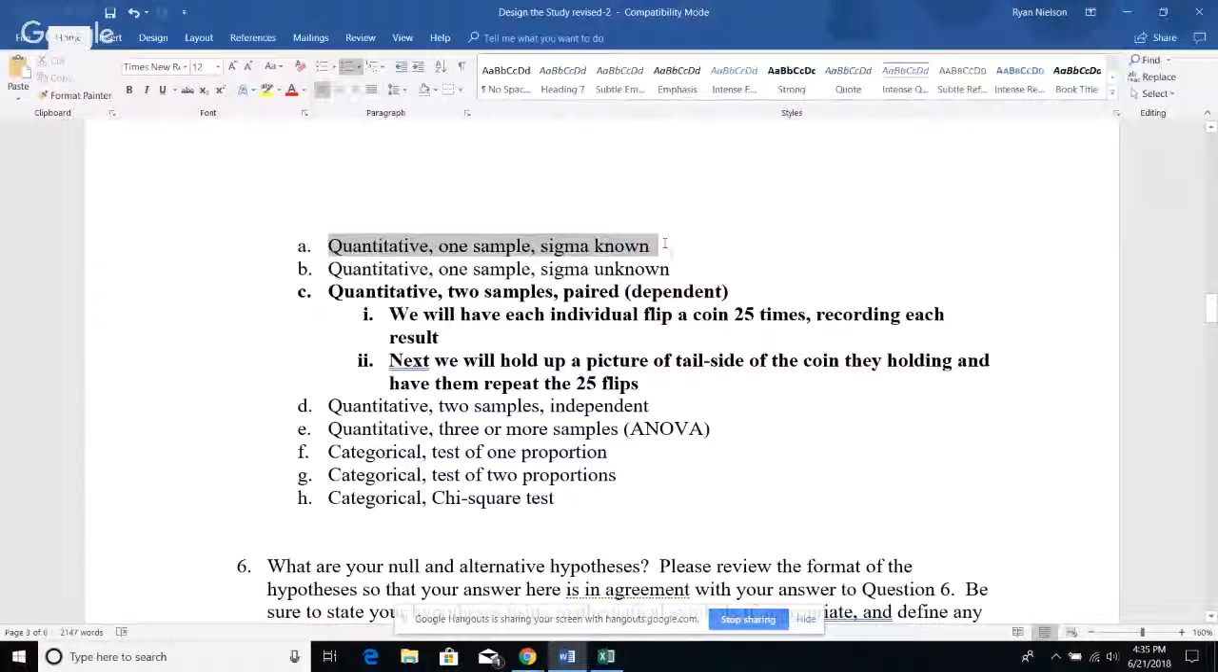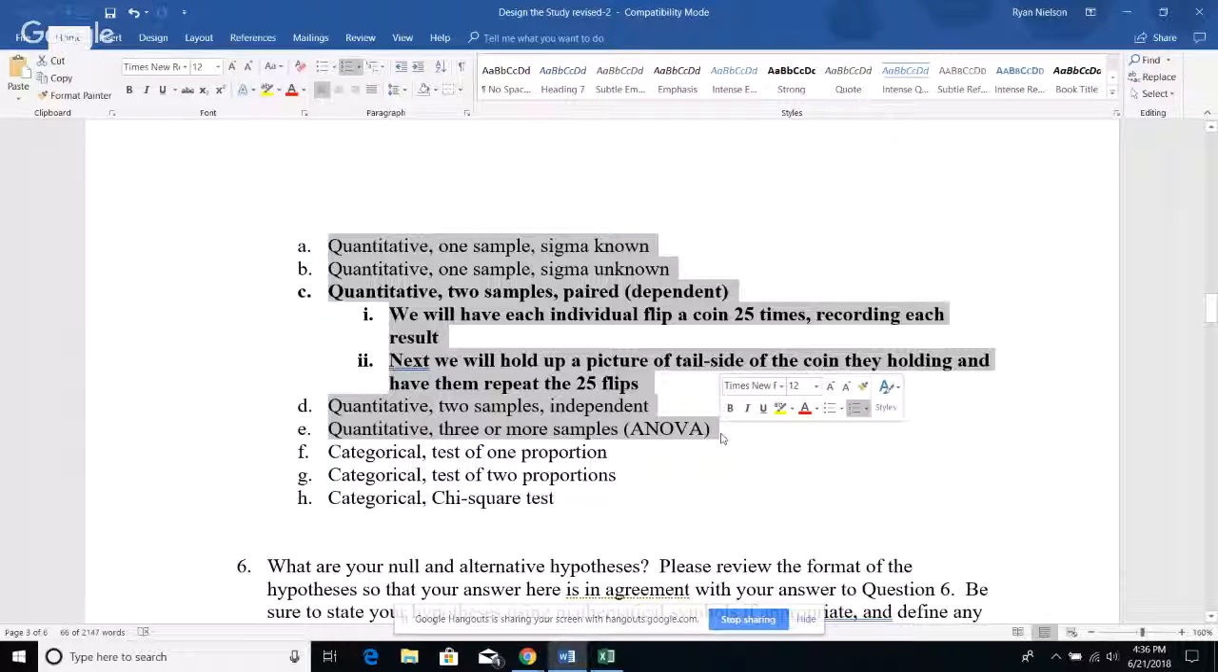Quantitative, one sample sigma known, unknown, two samples paired. This is what we're going to be doing for our test because we're going to have the same person flip a coin and then flip again, but this time focusing on a desired outcome. Then we have two samples independent, then ANOVA, and then categorical. We haven't gone over it yet this semester. But what we're doing right now, which of these does this experiment fall under?